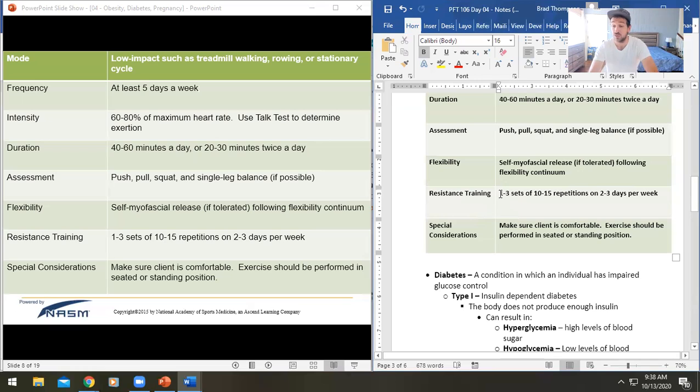When it comes to your resistance training, we're going to focus on generally high repetitions, like medium, really medium to low intensity here. Again, that's phases 1 and 2 primarily. So 1 to 3 sets, 10 to 15 repetitions, nothing surprising there.